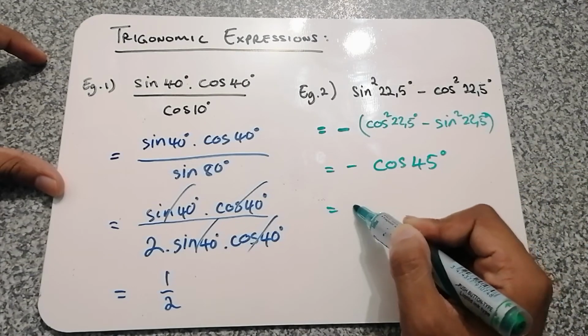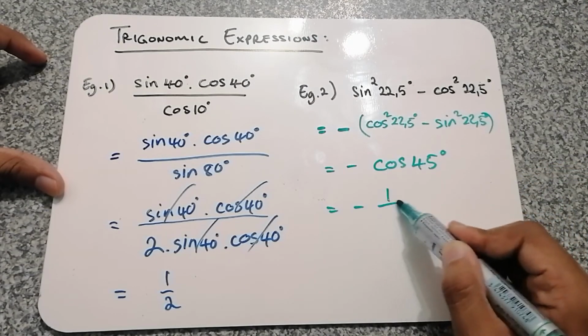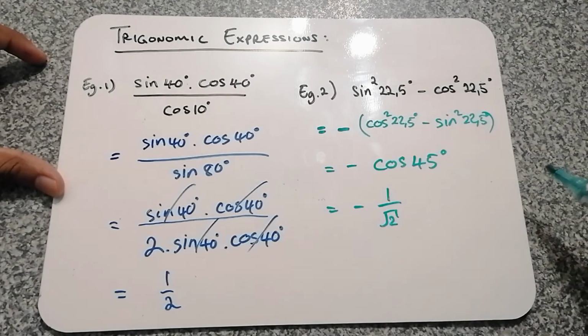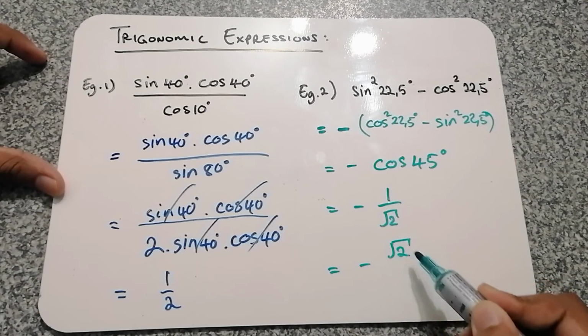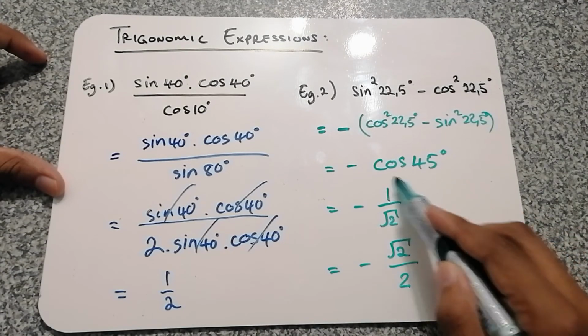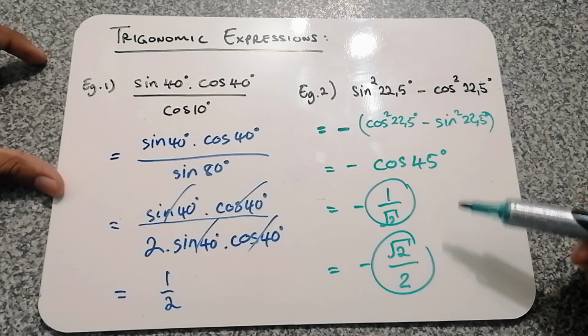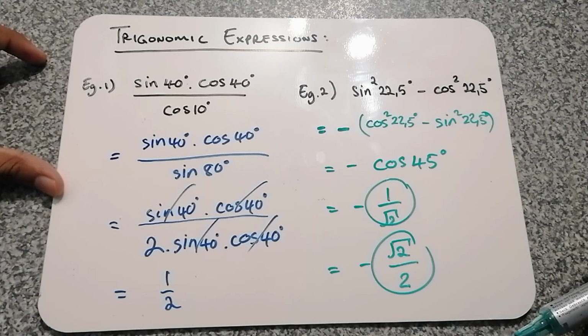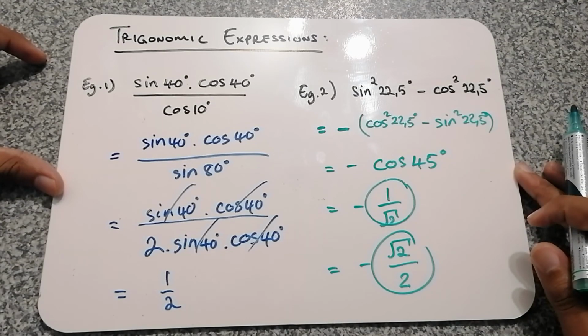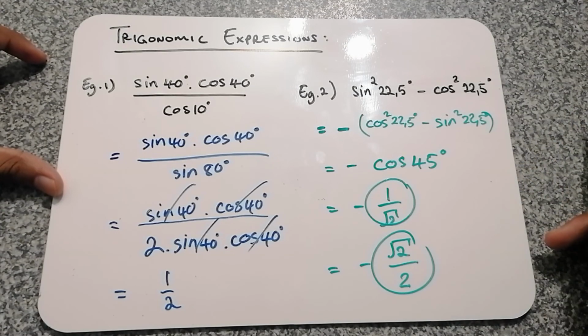And cos of 45 degrees is 1 over root 2. Now you can write it the way the calculator usually spits it out, and that is root 2 over 2. Remember, these things are the same. This one is just being rationalized and this one has not been rationalized. But there you go. That's how you would solve these trigonometric expressions.